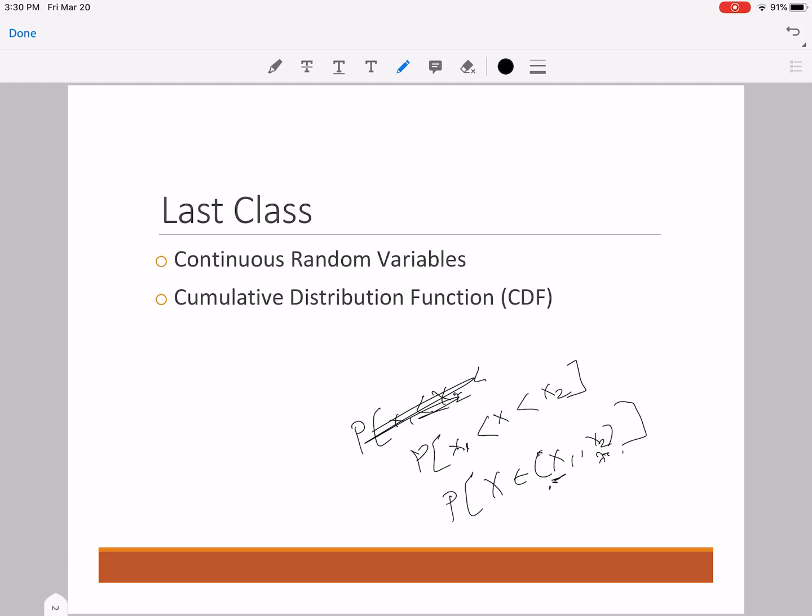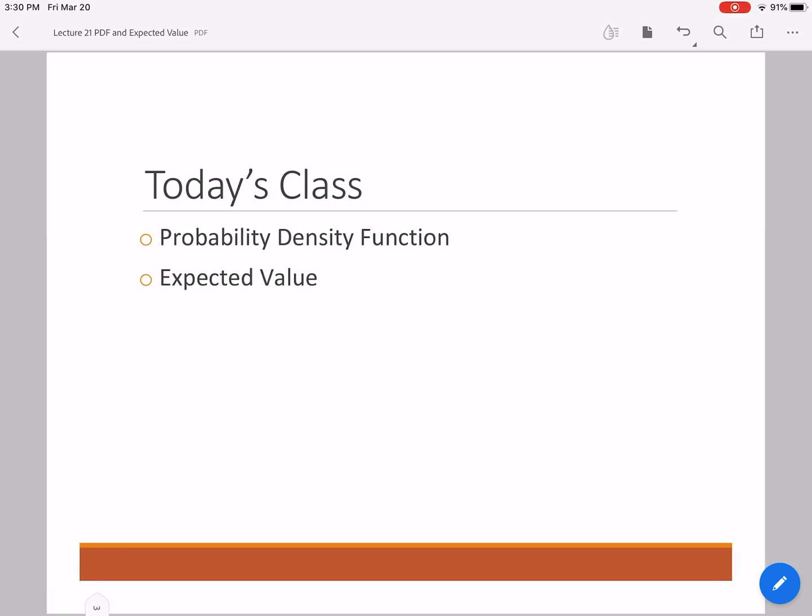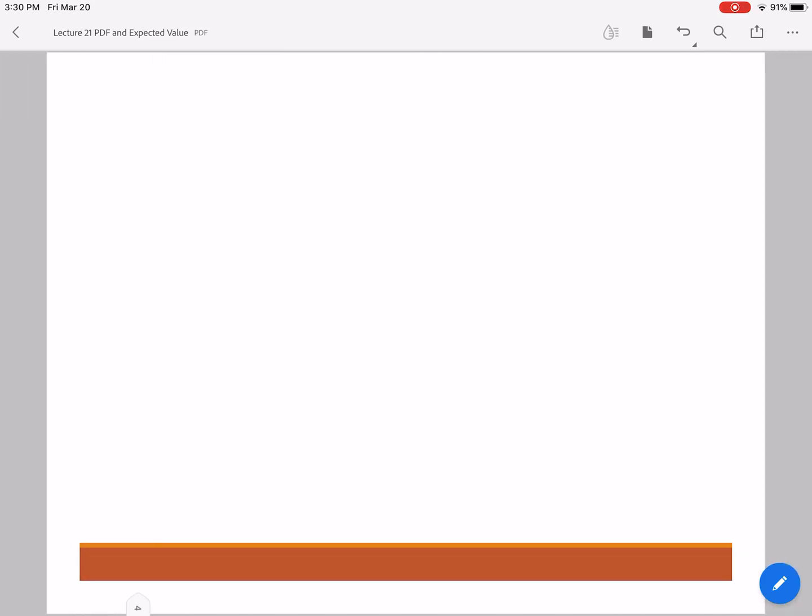So we are going to use probability density function to evaluate expressions like this one. In our previous lecture, we had also seen the properties of cumulative distribution function. So the cumulative distribution function for a continuous random variable is going to be continuous, meaning that it is not going to have any discontinuities in it. So let's focus on probability density function.